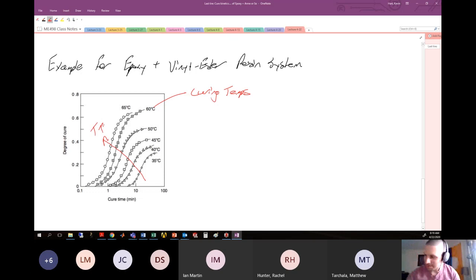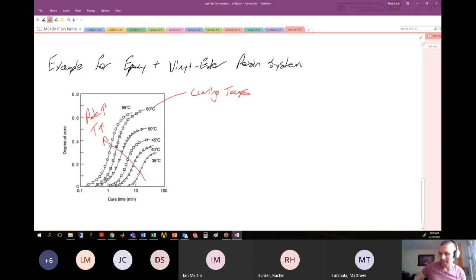Right, so I get to a higher degree of cure more quickly if I cure this particular system at a higher temperature. Well, duh, that's pretty obvious. We know that temperature is basically a measurement of how much molecular interaction there is in a particular liquid or solid. So if I raise the temperature, my molecules are more active, which means they're going to react more quickly. That's like the definition of temperature. So, all right, that makes sense.